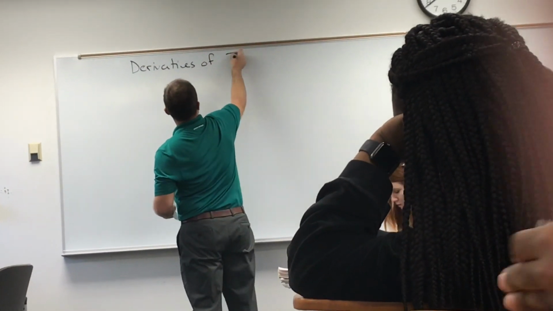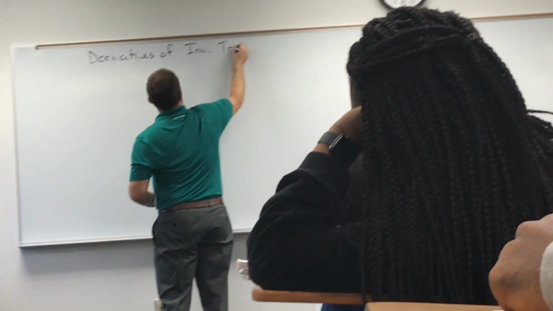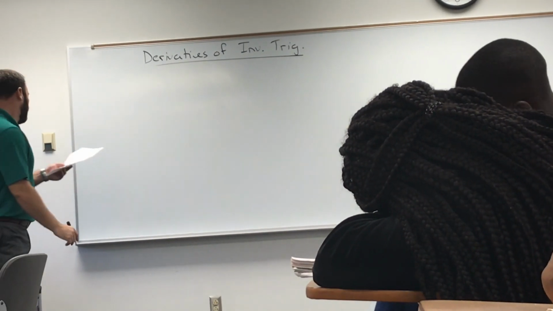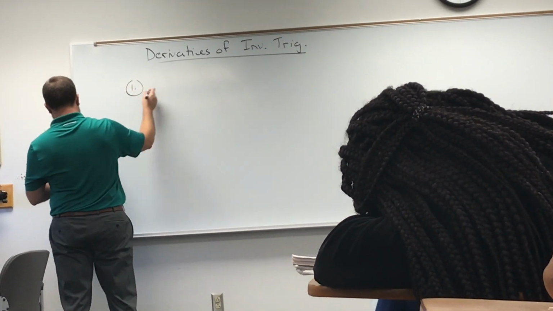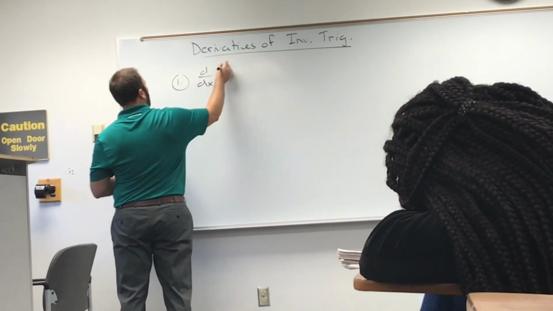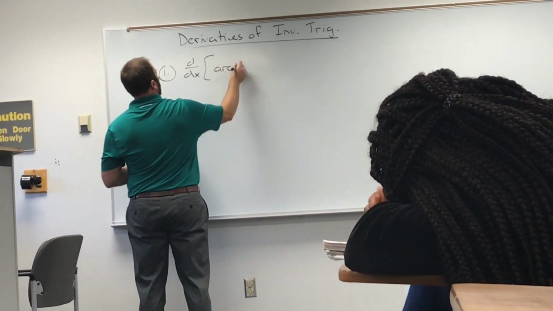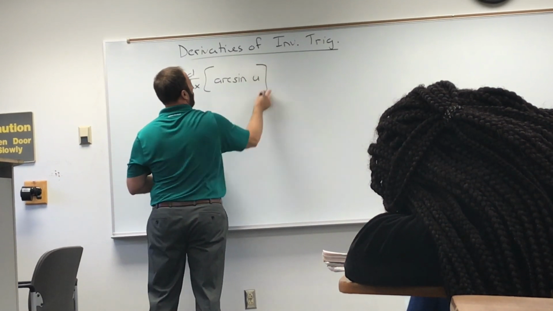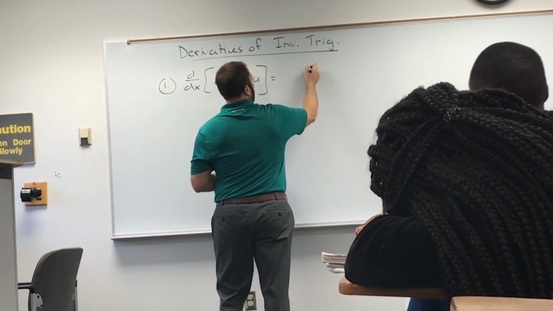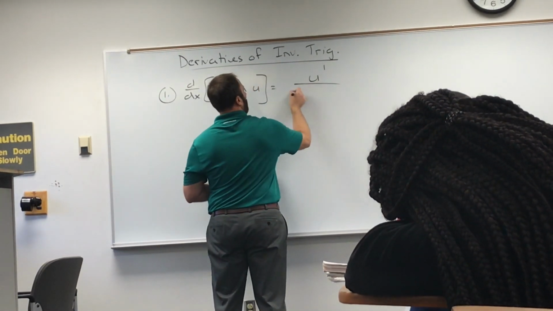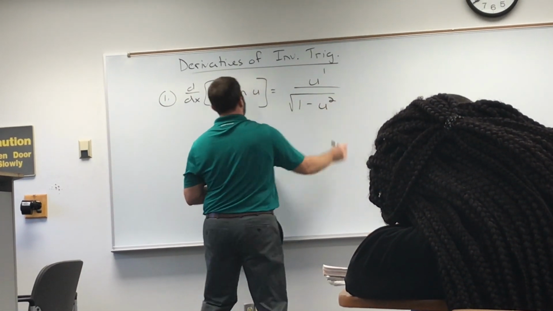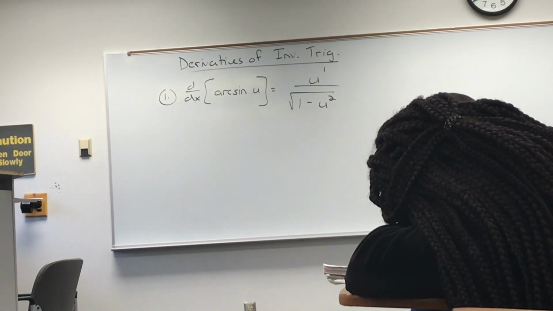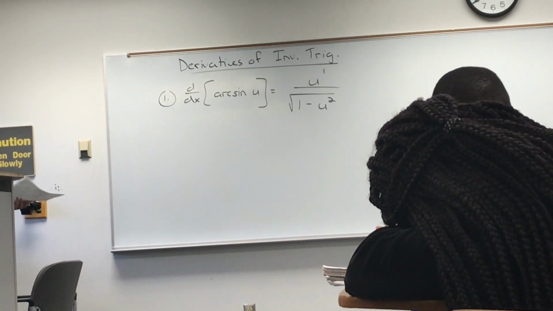So we got our inverse trig functions, and we're going to have 6 derivative formulas. The first one, if we want the derivative of arcsine of u, this is going to be u prime divided by the square root of 1 minus u squared. And I'm going to do these in pairs. So that's the first one.